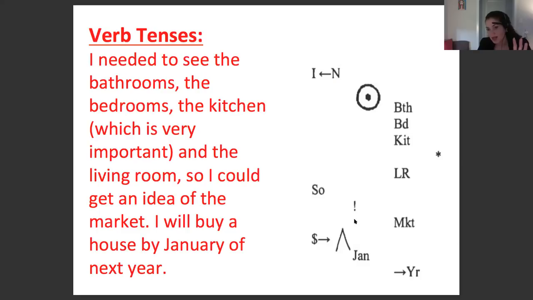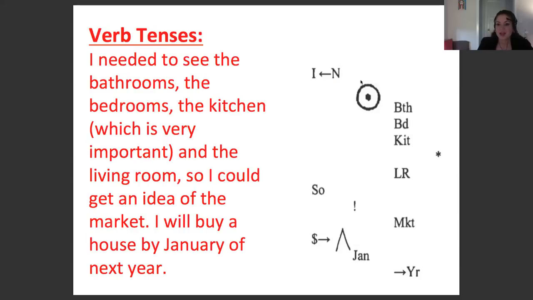Again, everybody's eyes, I want you here on the right. I'm going to read the message on the left. So here we go. I needed to see bathrooms. I'm sorry, let me repeat that. I needed to see the bathrooms, the bedrooms, the kitchen, which is very important, and the living room, so I could get an idea of the market. I will buy a house by January of next year.